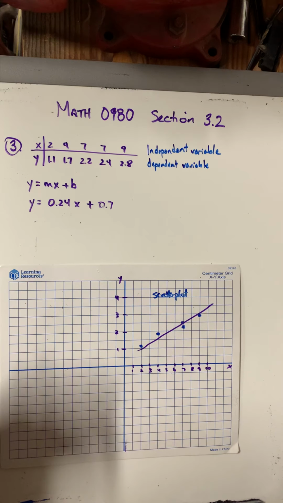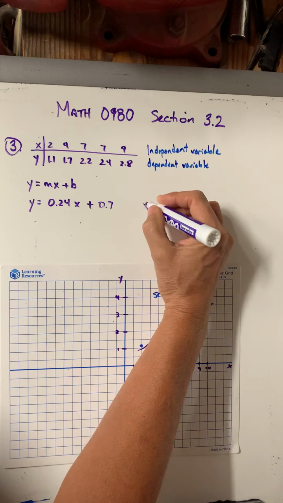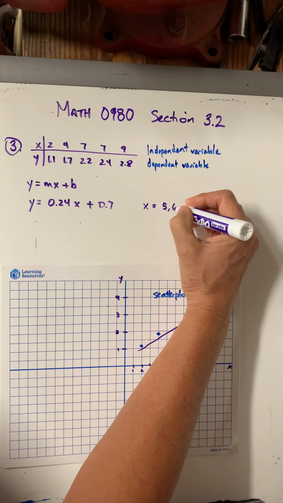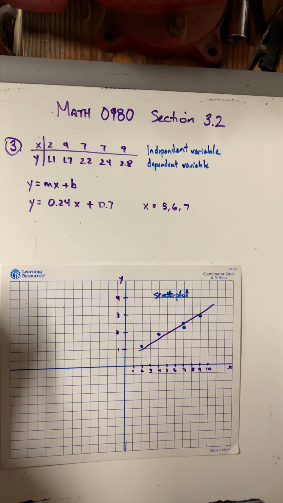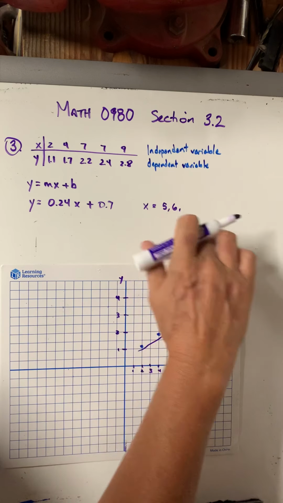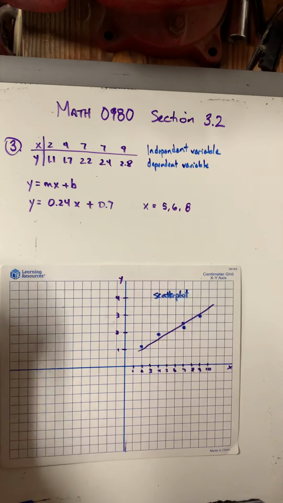But what they want you to do is complete the 3 ordered pairs for x equals 5, 6, and 7. Or I'm sorry, 5, 6, and 8 on mine, that fall on the trend line. Provide the ordered pairs in the form x, y.